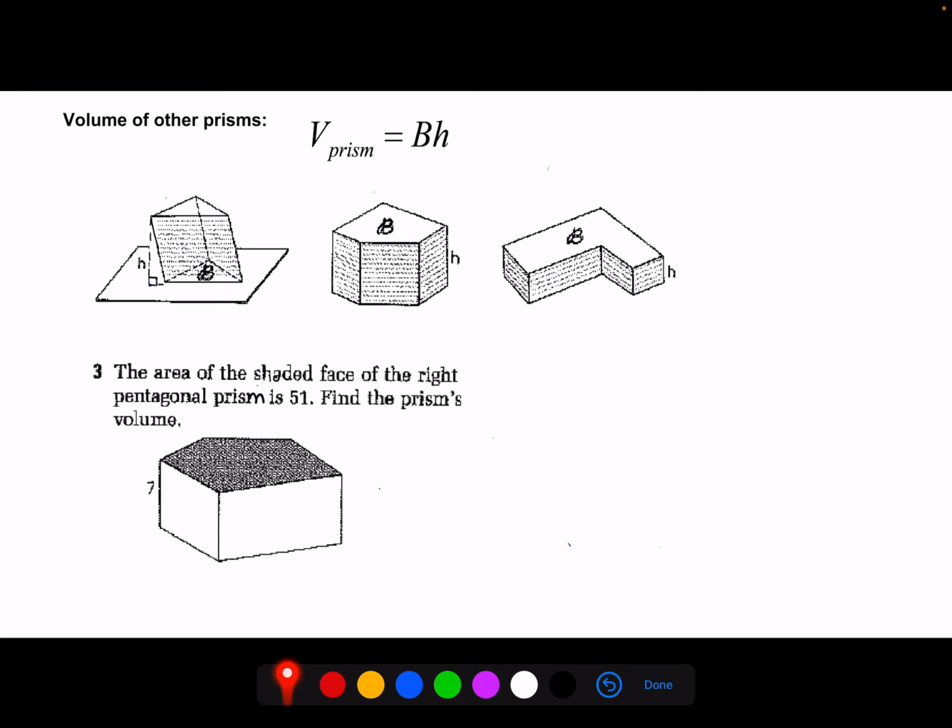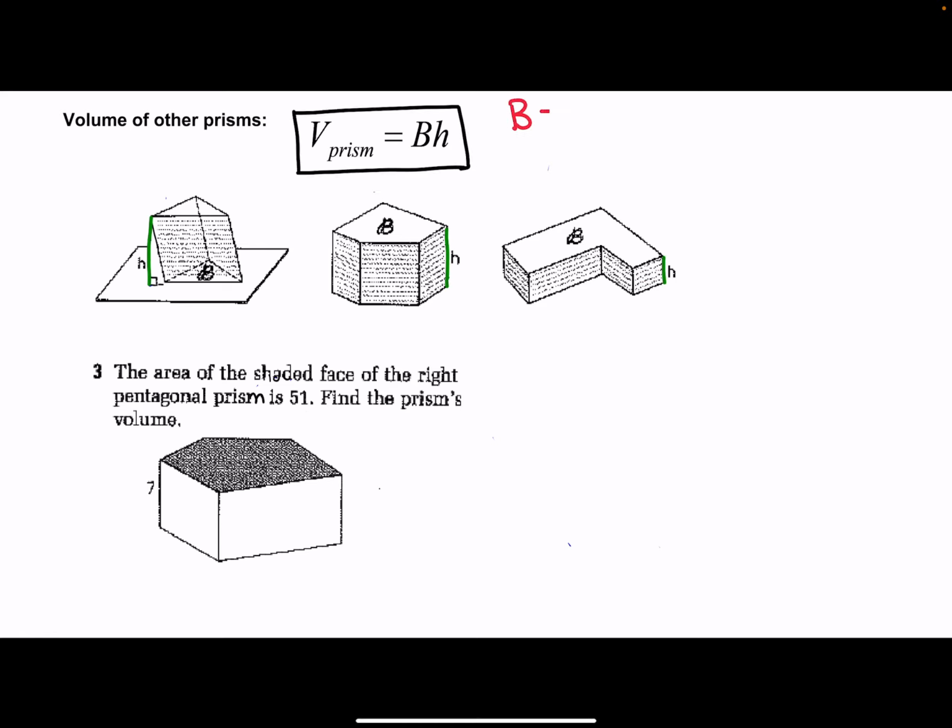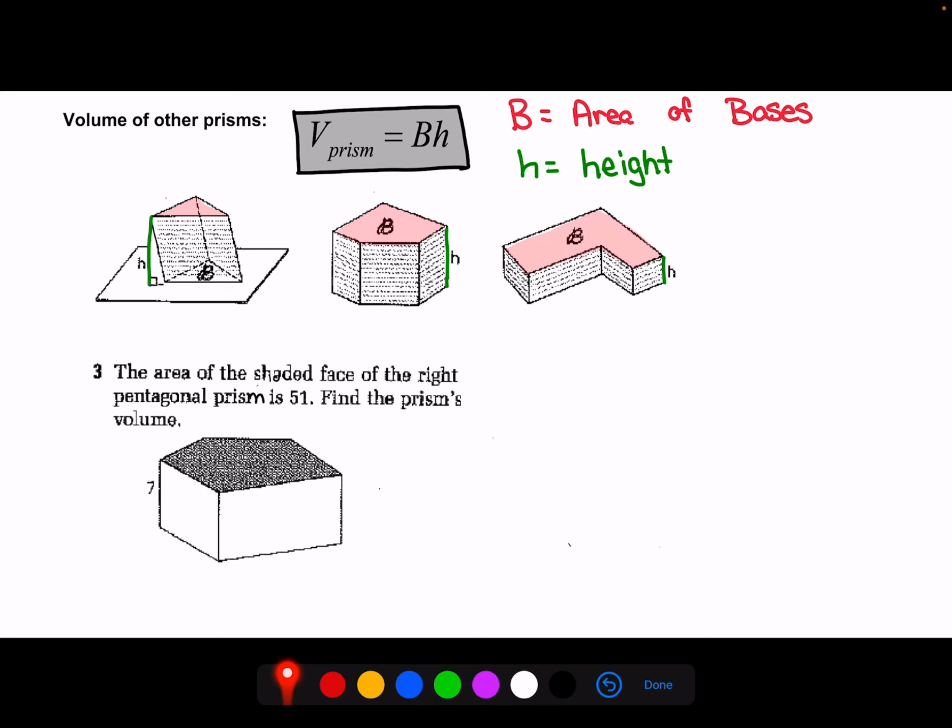So, if I have other prisms, meaning a triangular prism, a hexagonal prism, or even a composite figure made up of two rectangular prisms, we would use the formula big B times H, where big B is the area of our base and H is the height of our prism.